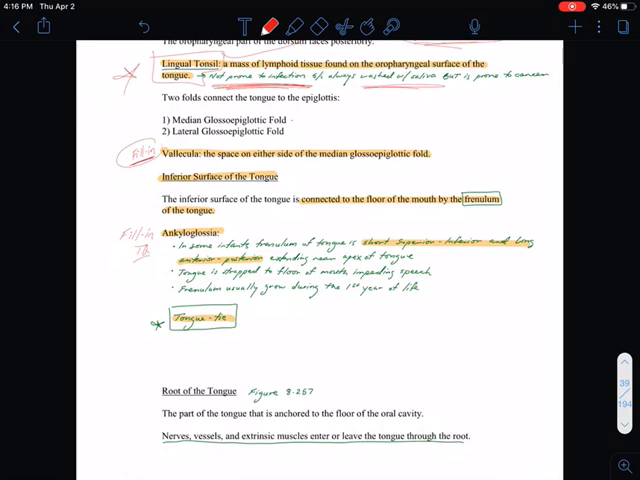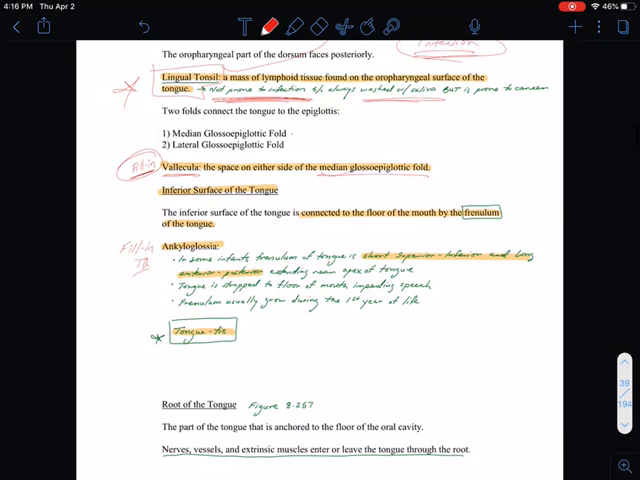Next, we'll talk about the vallecula. We've seen it as a fill-in in the past, know how to spell it. It is the space on either side of the median glossoepiglottic fold. Super specific little piece of anatomy, but we've seen it on the exam.